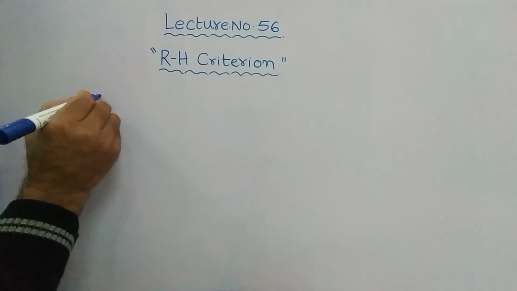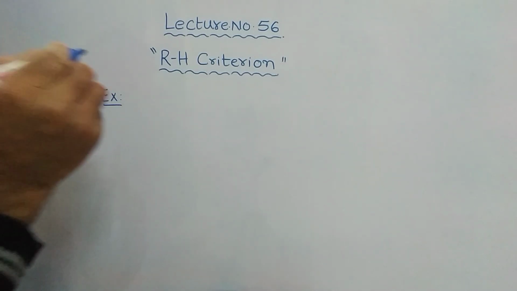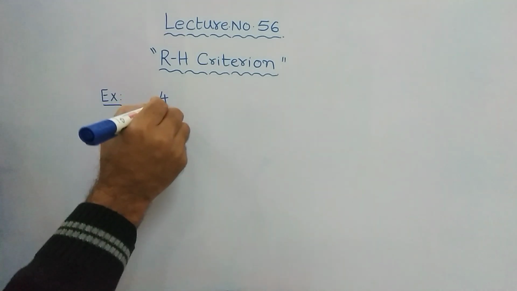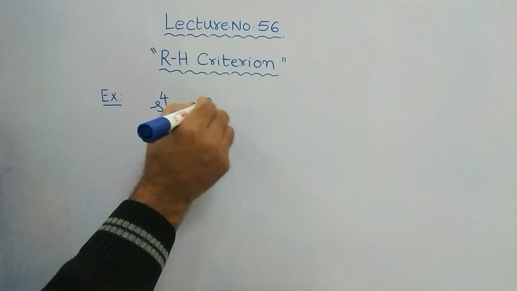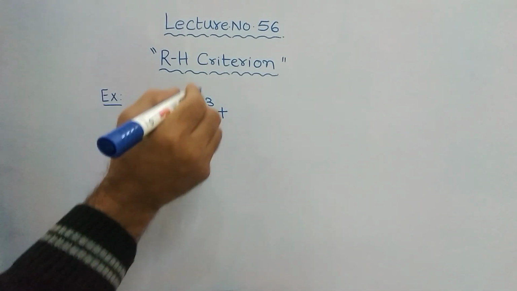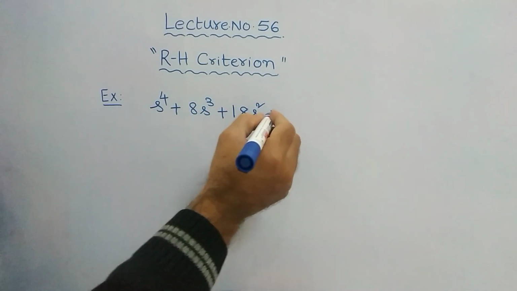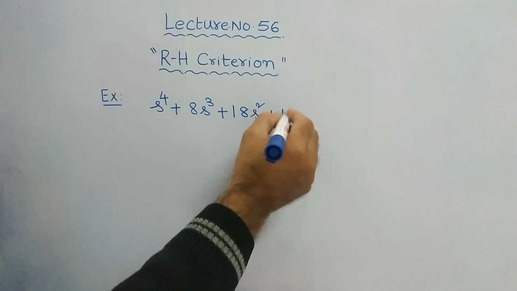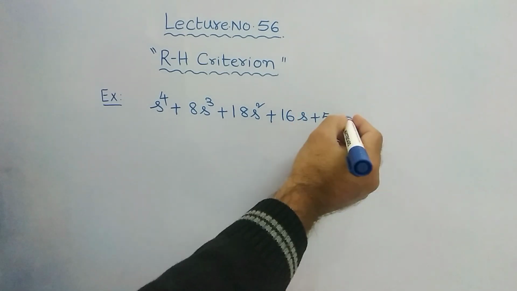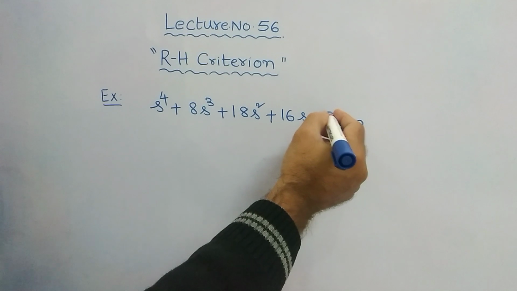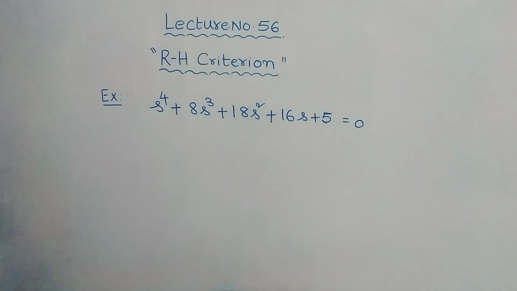Let us consider the first example as this one. Let us say the equation s power 4 plus 8 into s cube plus 18 into s square plus 16 times s plus 5 equal to 0. This is the given polynomial.